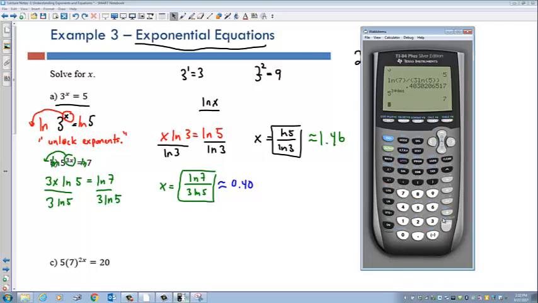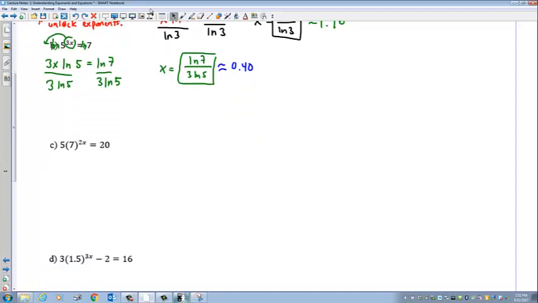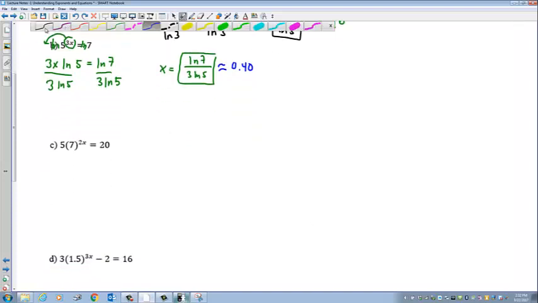All right, so let's look at C now. So we're just sort of building on what we've been doing. So on part C, what do we have? So we have this 5 times 7 to the 2x equal to 20. Now before we can ln both sides, we need to get rid of this 5.